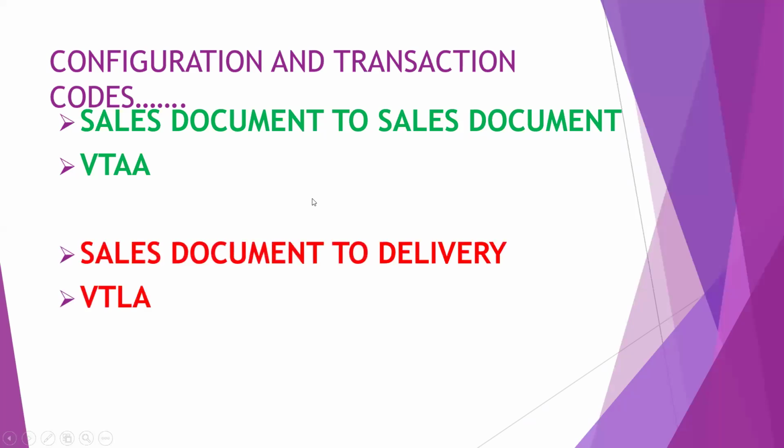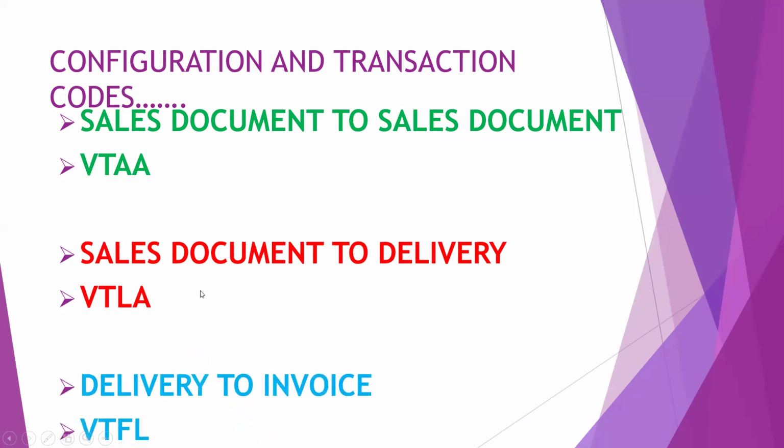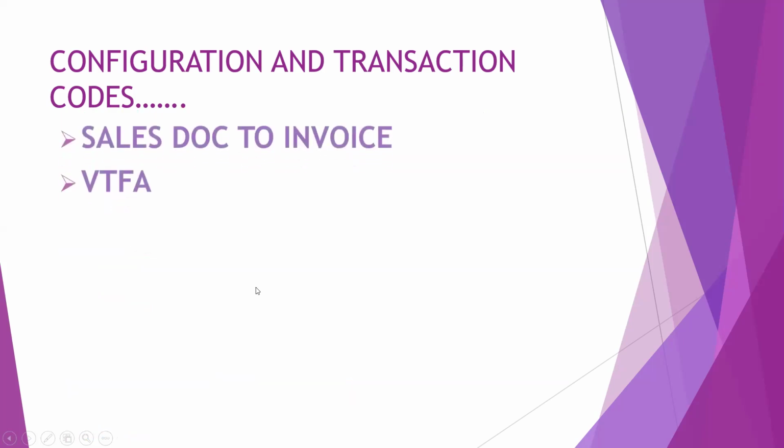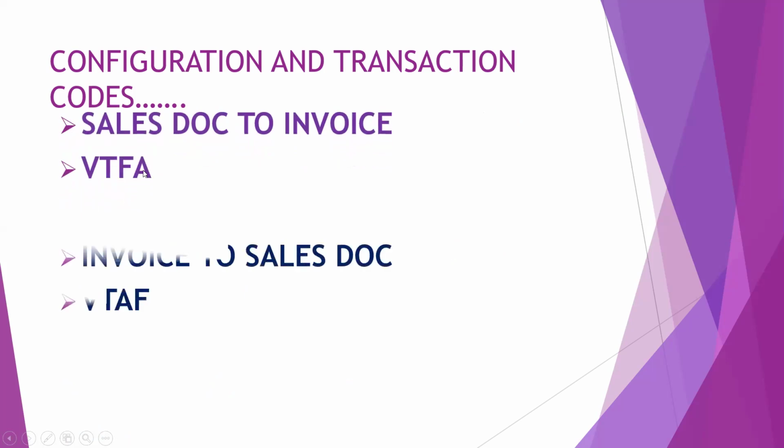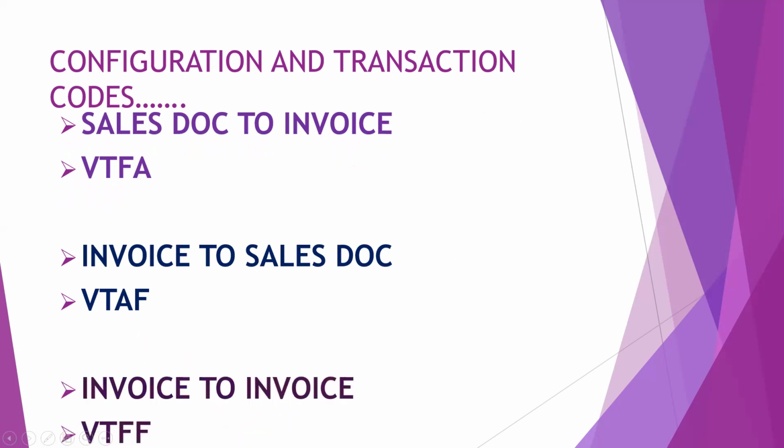In a similar way, we have the definition for sales document to delivery. L is your delivery. Source is what? Sales document to sales document, A is sales document. I already explained it. L is delivery. In a similar way, we have delivery to invoice. And if you go further, it is order to invoice. Order means sales document to invoice. F is invoice, invoice to sales document. Finally, F means invoice to invoice. I'll just try to explain it to you. Don't worry about all these things.